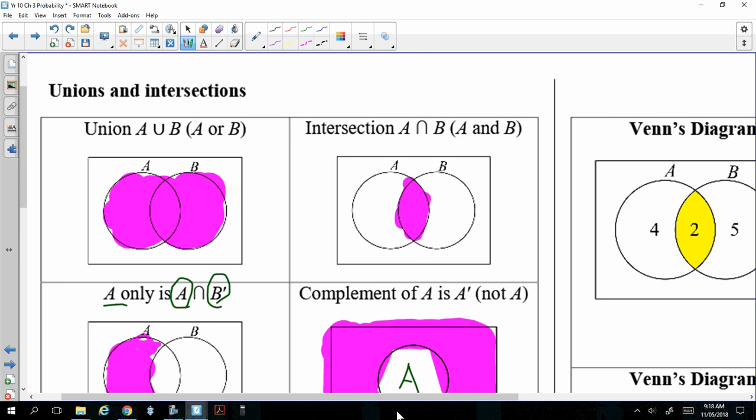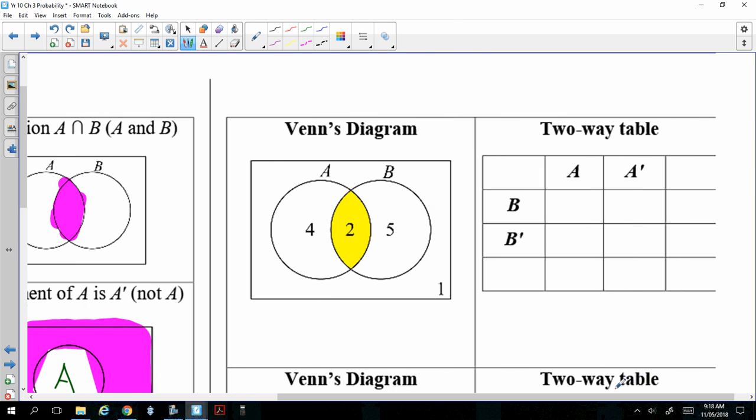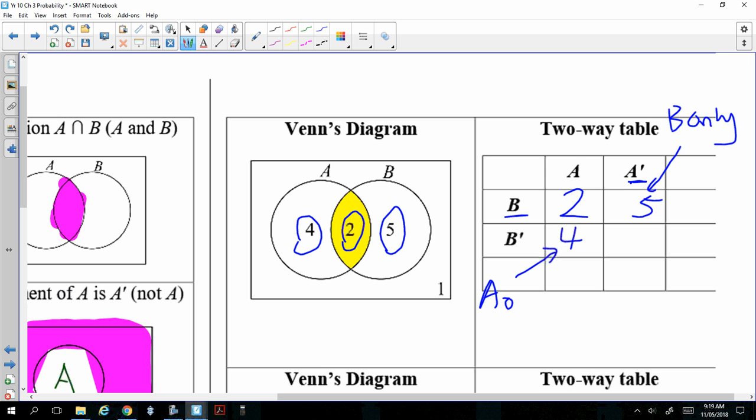Okay, alright, so this is what you do. This number here, 2, means that it's both A and B, right? This 2 there. And then the next one is in B, not in A. This is B only. B only is 5, right? That means this is B only. And the A only is 4, not in B, in A. A only. And then finally, 1 is the one not in A, not in B.